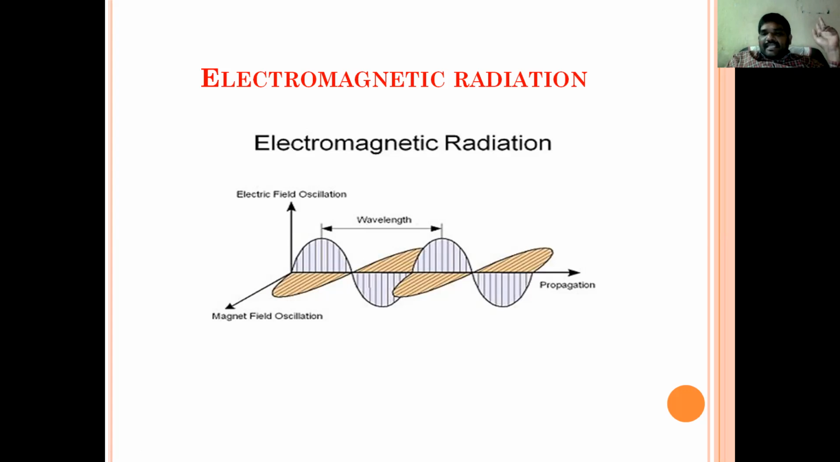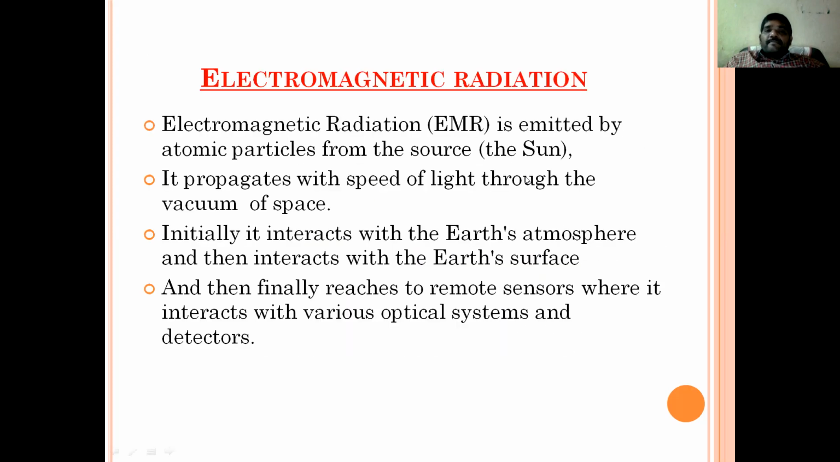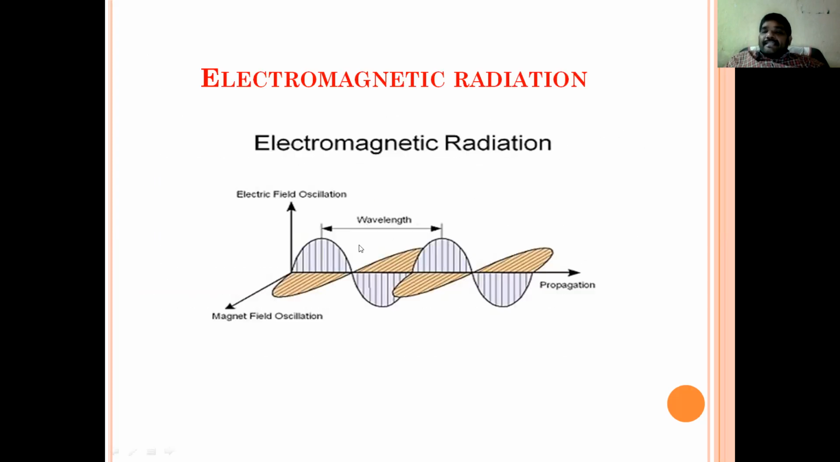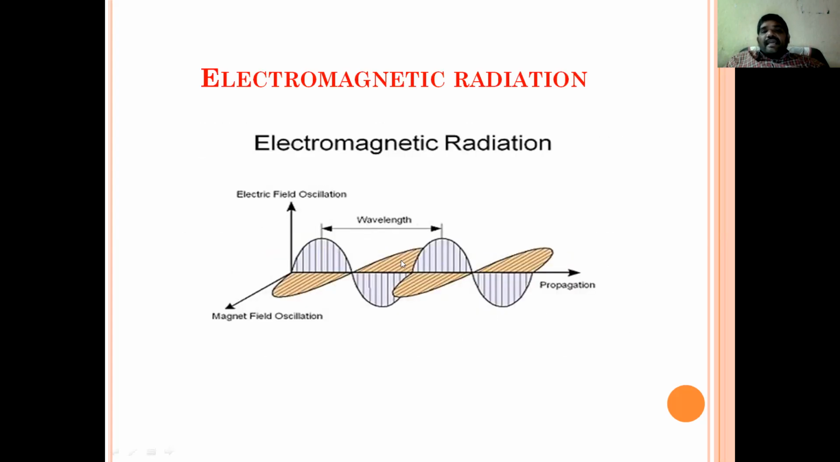And the third one is that it travels. The speed of this electromagnetic radiation is equal to the speed of light. What is the speed of light? The speed of light is almost 2.9979245 times 10 to the power 8 meters per second. See here, electromagnetic radiation has one electric field and one magnetic field.